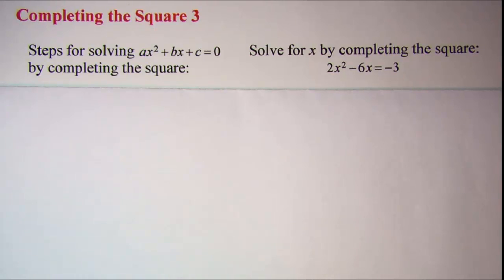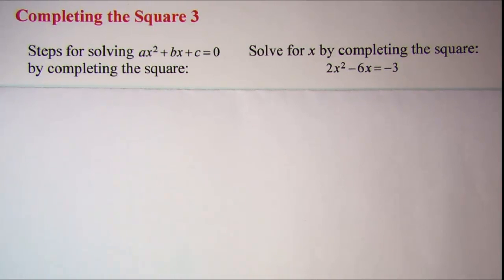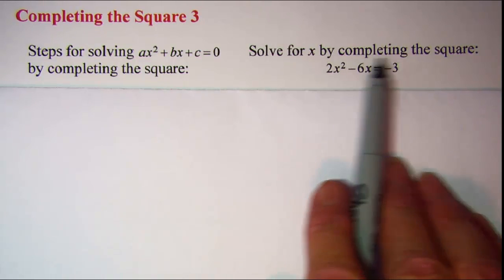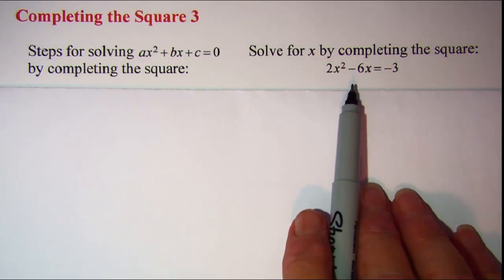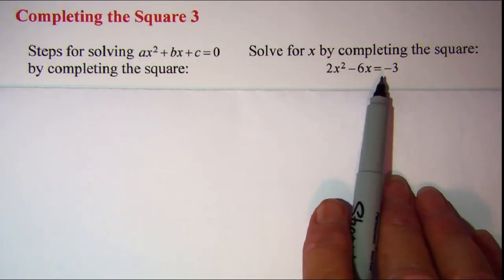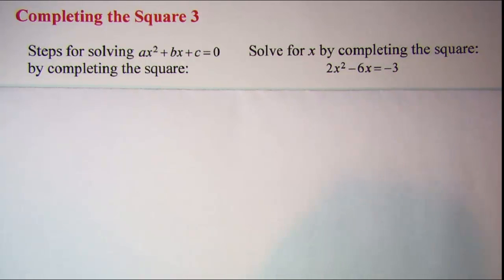In this video, we'll be solving a quadratic equation by completing the square. The problem that we'll be working with is to solve for x by completing the square: 2x squared minus 6x equals negative 3.